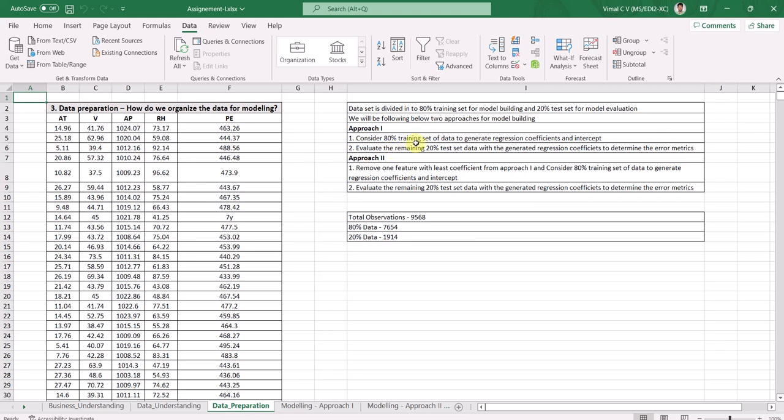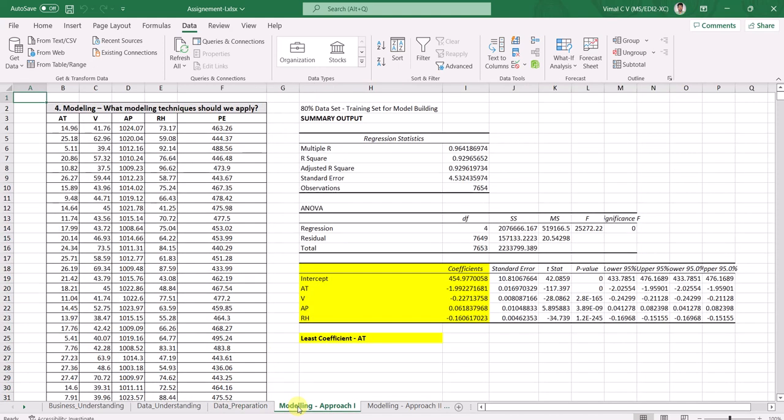For both approaches, once the model is built, we will use the remaining 20% test data to evaluate the performance of the model, and we'll calculate the error metrics to identify which is the best approach, I mean, which model gives us the best output. The predicted variable should be as close as possible to the actual variable. The total observation is 9568, and 80% of that is 7654, and the 20% data is 1914. For modeling approach one, I have taken the 80% data set, so we have only 7654 readings, from the first to the 7654th.